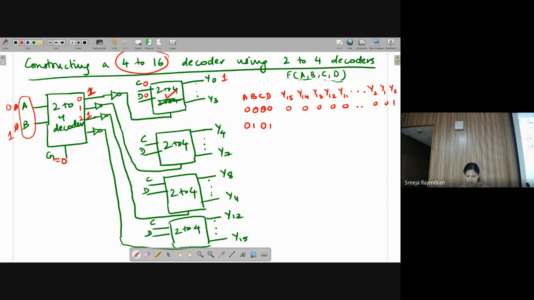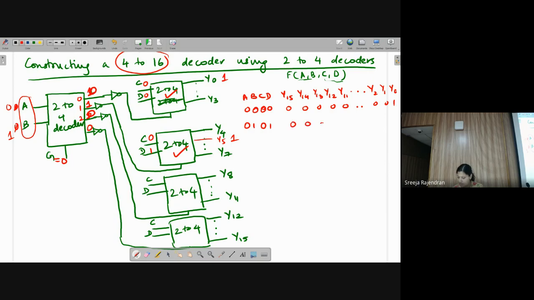Why 5? AB is 0, 1. I am still in the first decoder. Oh yeah, line number 1. Sorry, line number 1. The rest are all 0. So line number 1 becomes active. Which decoder in the next stage will turn on? This one, the second one turns on. And what is the value of CD? 0, 1. So Y5 will be 1.